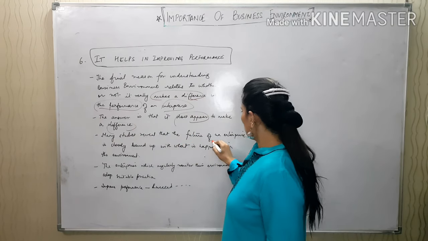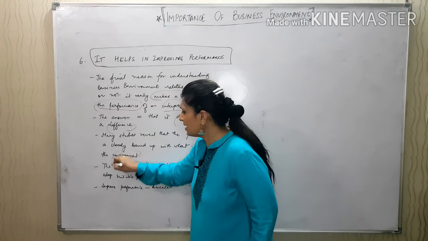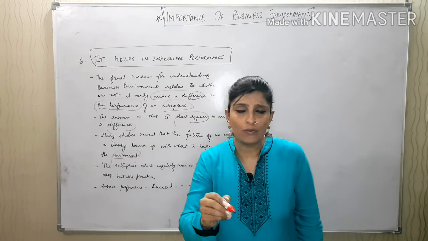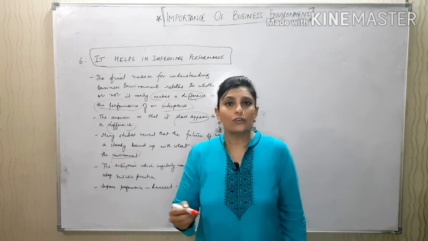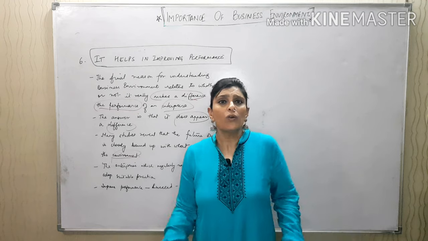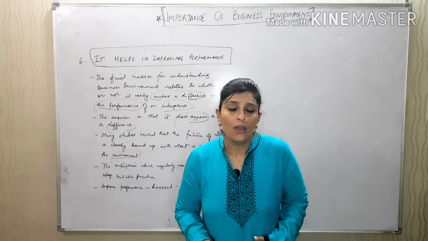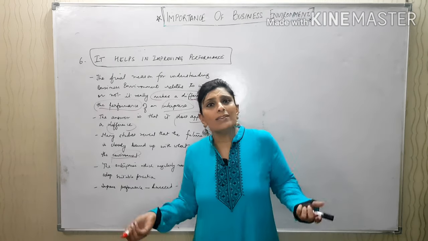Many studies reveal that the future of an enterprise is closely bound up with what is happening in the environment. Yes, it happens. Any kind of environment. I gave you examples for the technological environment to do with Nokia, Tesla. If you talk about the social environment, the latest gadgets, the air fryer. Philips started making air fryers. Why? Because somebody was demanding it. Social environment, economic environment, we are talking about the lockdown due to coronavirus. So all things are affecting.